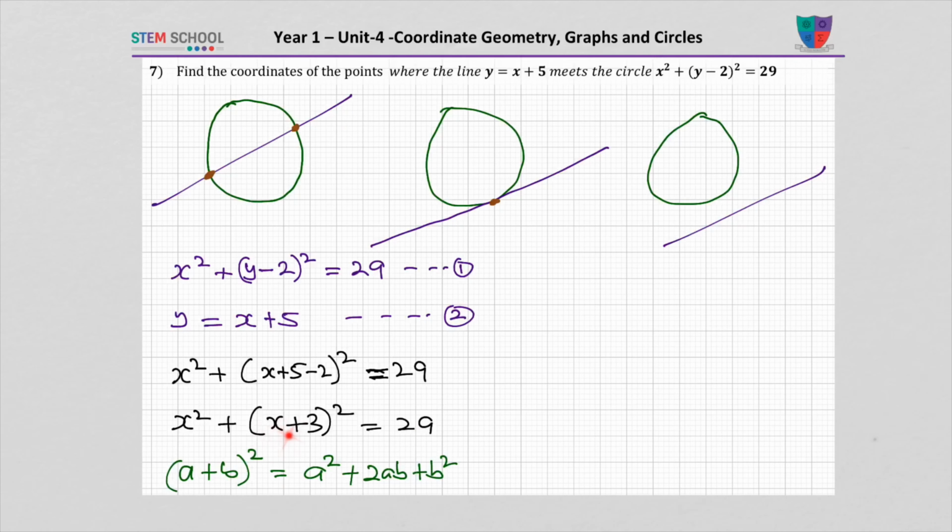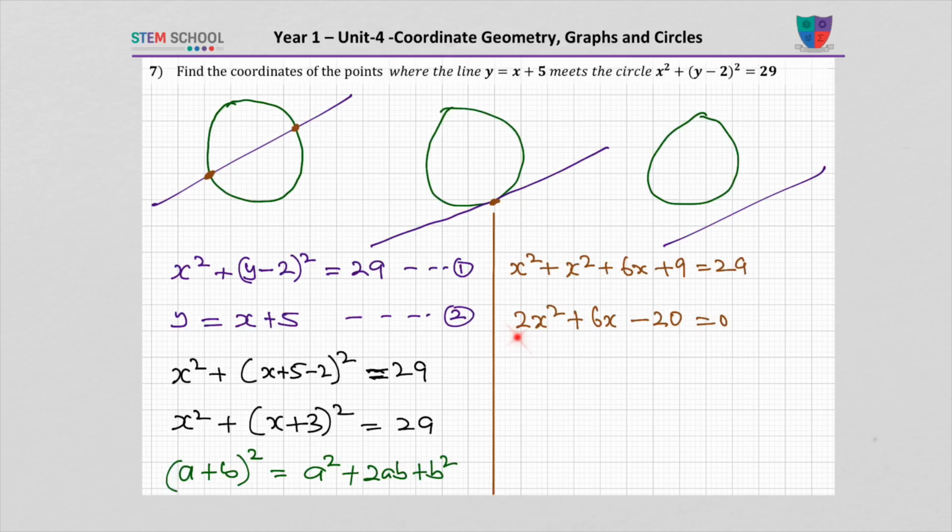I'm going to expand (x plus 3) squared. In order to do that, I use this method here: (a plus b) squared equals a squared plus 2ab plus b squared, where my a is x and my b is 3. So now I've expanded: x squared plus 2 times x times 3, so that would be 6x, plus 3 squared, that's 9, equals 29. On simplifying, I got 2x squared plus 6x minus 20 equal to 0.